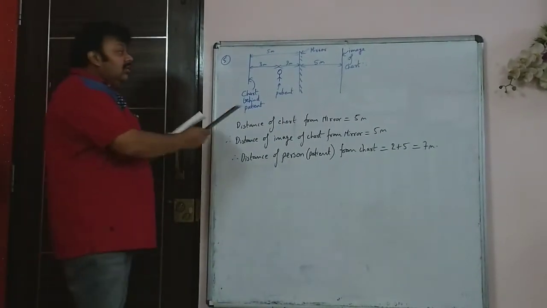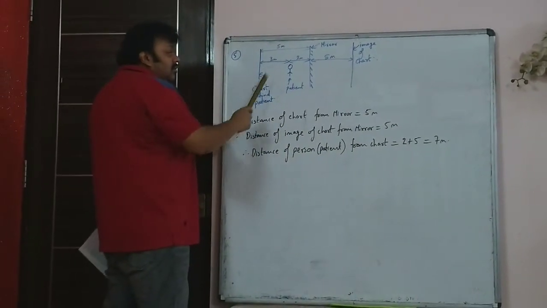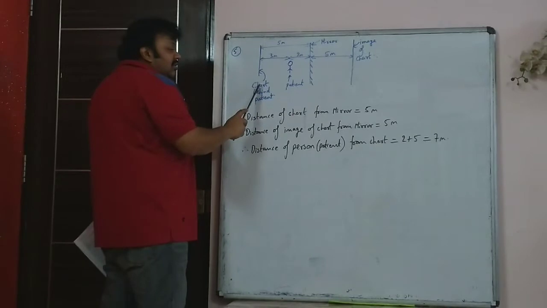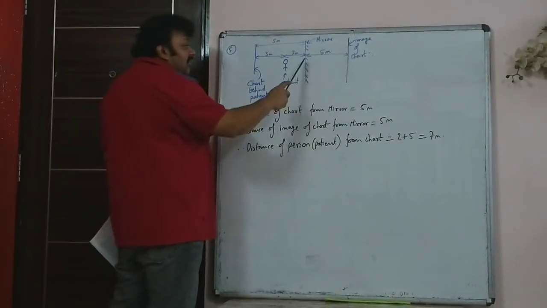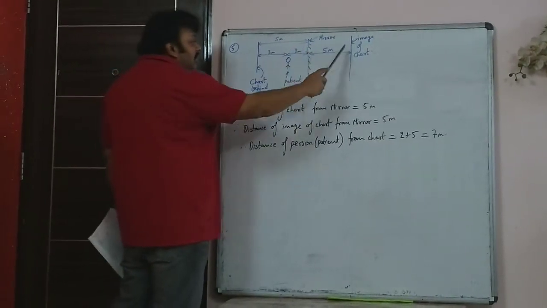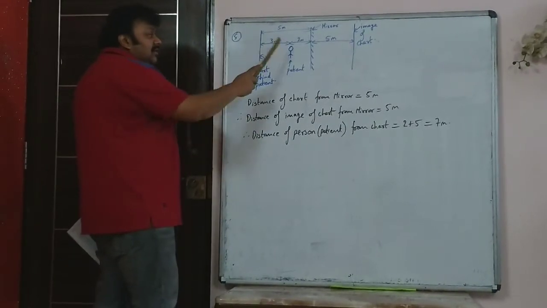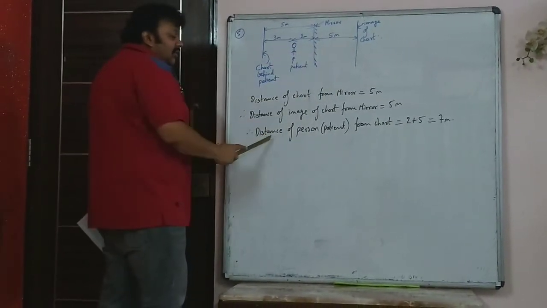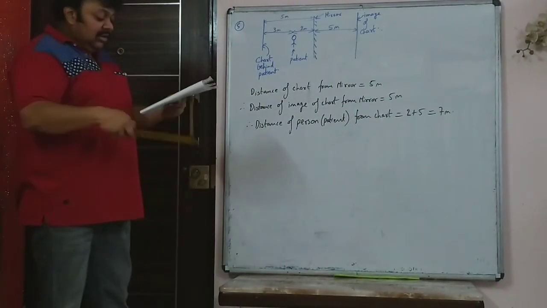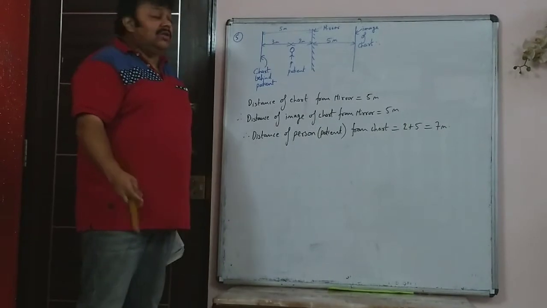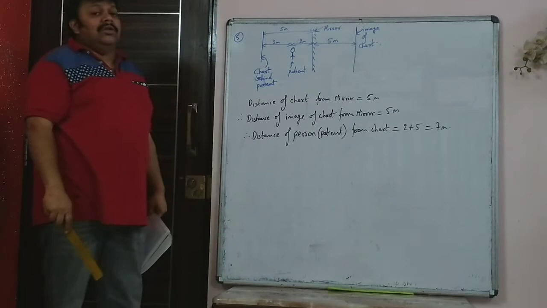So the patient is looking that side, there is a mirror, and behind him there is this chart which is 3 meters behind. So the distance of the chart from the mirror is 5 meter. The image of the chart will be at an equal distance on the other side, so that is a further 5 meter. What is asked is the distance of the patient from the image, that will be 2 plus 5, that is a total of 7 meter. And at what distance is the chart seen by the patient? The chart will be seen at a distance of 7 meter by the patient.